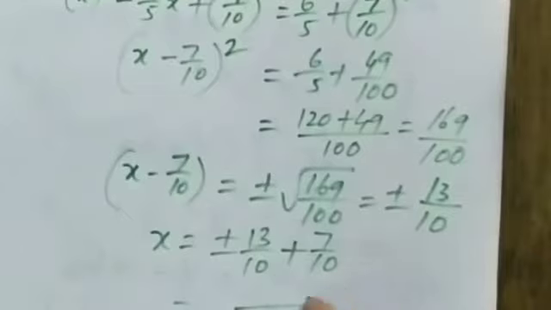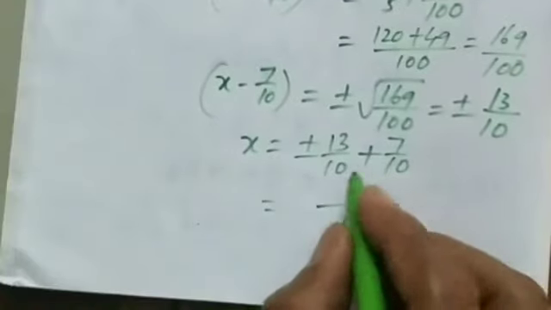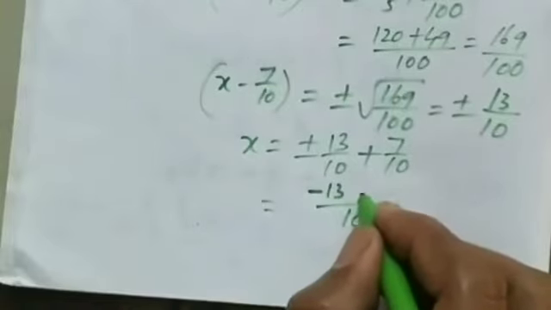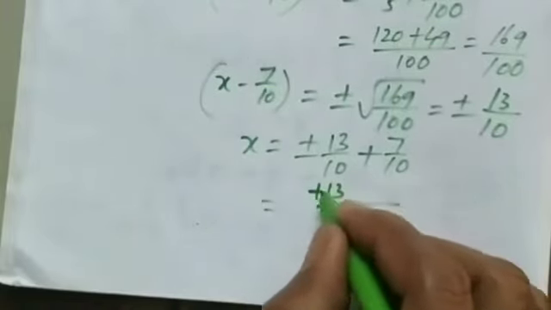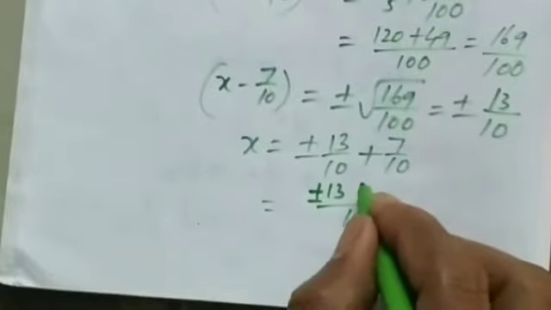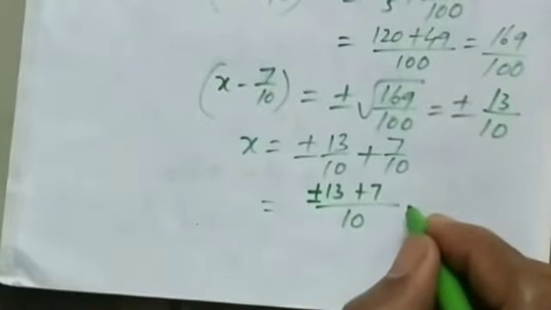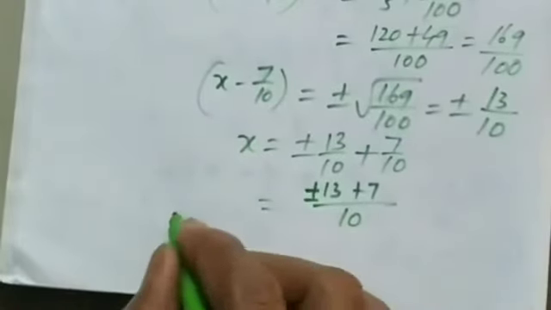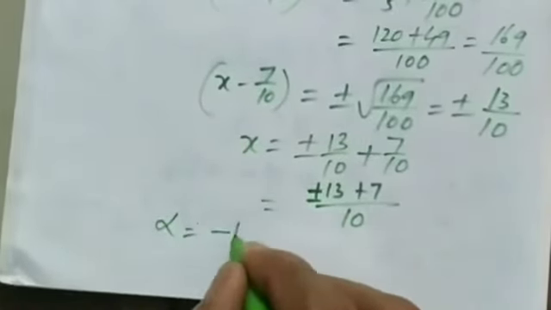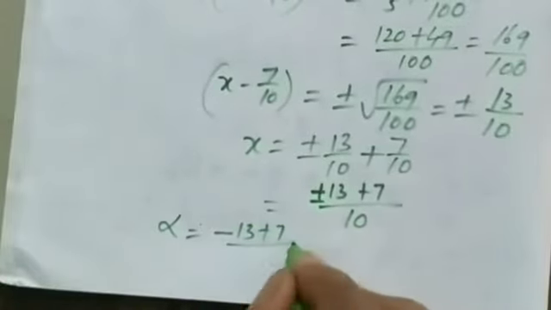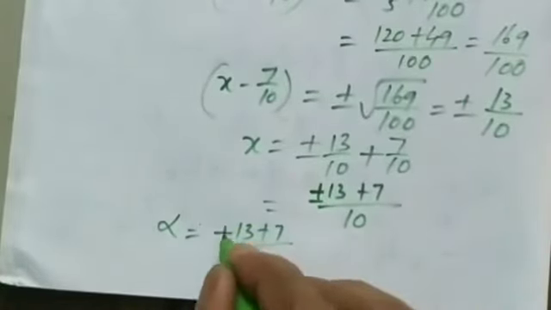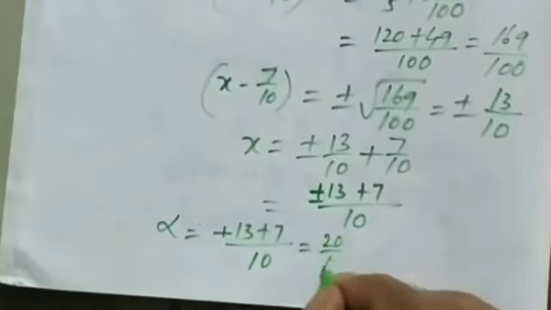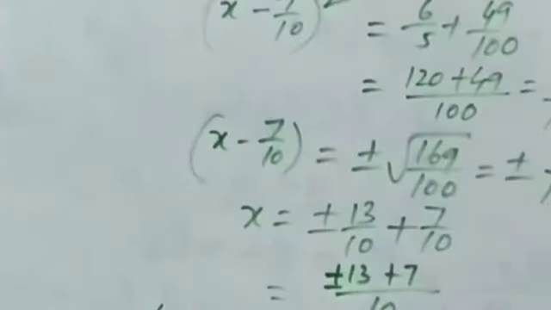Now x value equals plus or minus 13 by 10, and minus 7 by 10 goes to that side, it becomes plus 7 by 10. Now the LCM is 10. You get two zeros. Two answers are there. First one, alpha, equals plus or minus 13. You take plus 13, 13 plus 7 by 10, 20 by 10. So the first zero is 2.